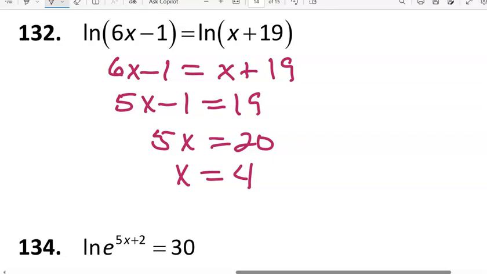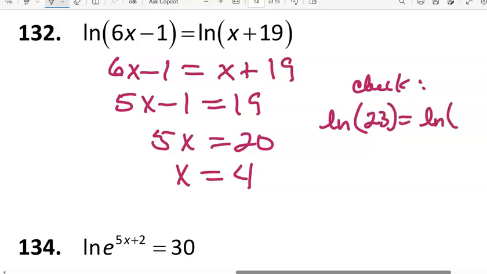And in those cases, when we do a check, that's going to be the natural log of 6 times 4 minus 1 is 23, equals the natural log of 4 plus 19 is also 23. Natural log of 23 equals natural log of 23. That checks, since both of those are real expressions. Okay, if we get a logarithm of 0 or a negative number, that's not defined.